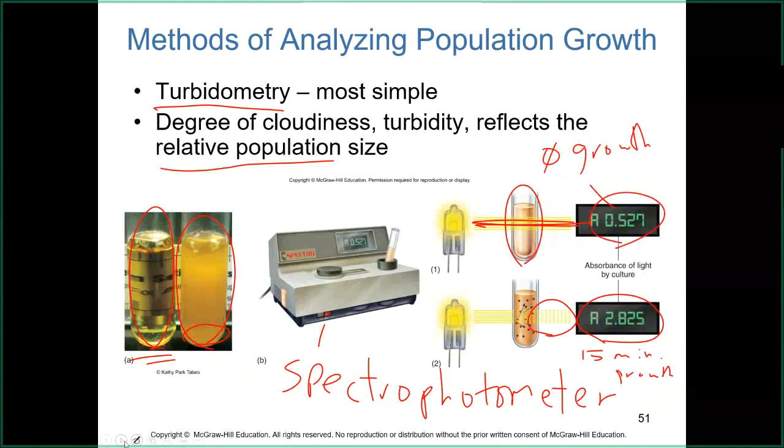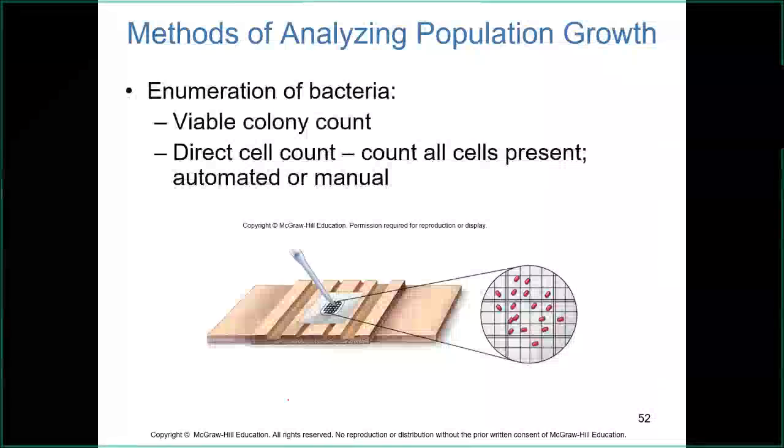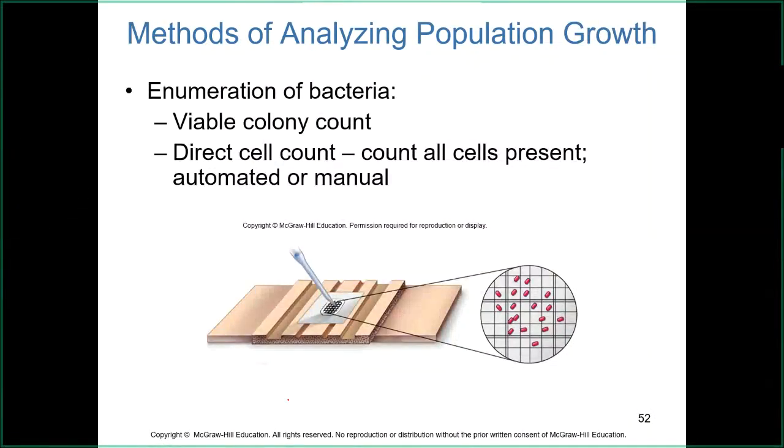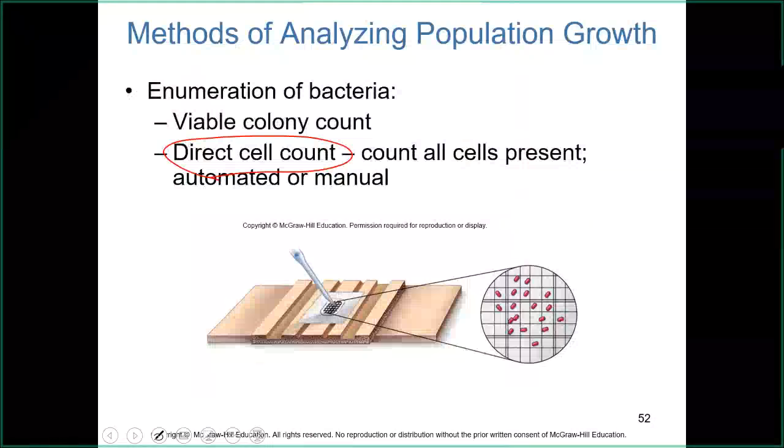And then finally, this is another way we can estimate population size. We can do a direct cell count. A viable plate count was what I showed earlier, where you're counting CFUs and using that to determine how many cells were in your inoculated flask of broth or agar.